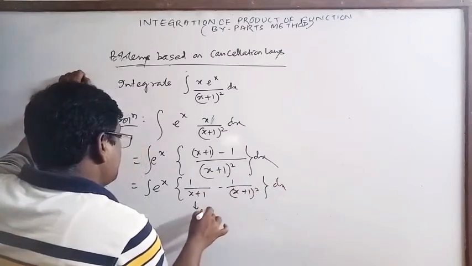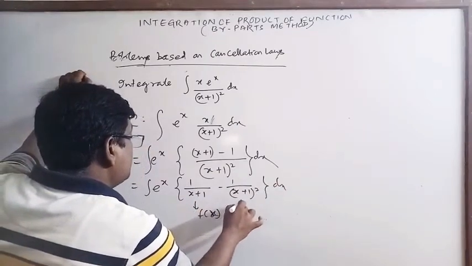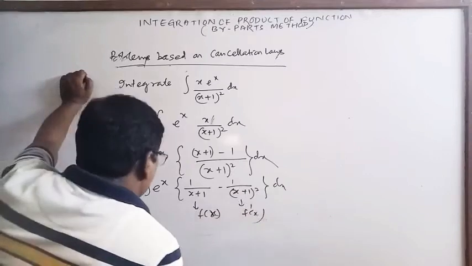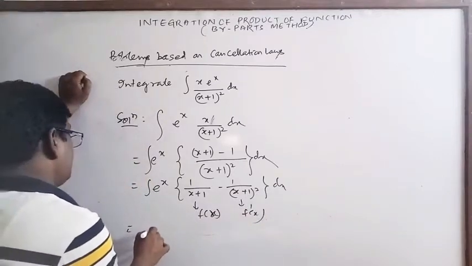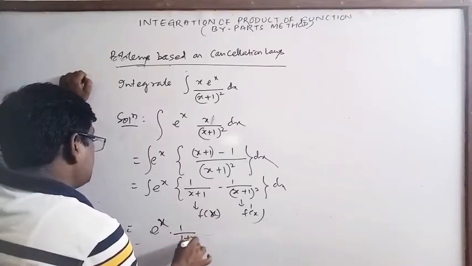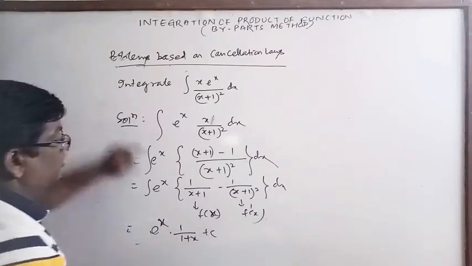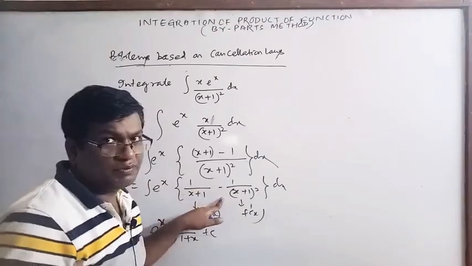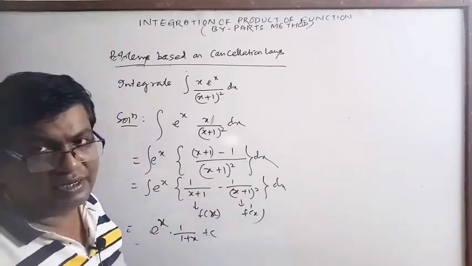This is f of x and this is f dash x. So the answer is e to the x into f of x, that means e to the x into 1 by 1 plus x plus c. The derivative of 1 by x plus 1 is minus 1 by (x plus 1) whole square. Clear? Now another question.